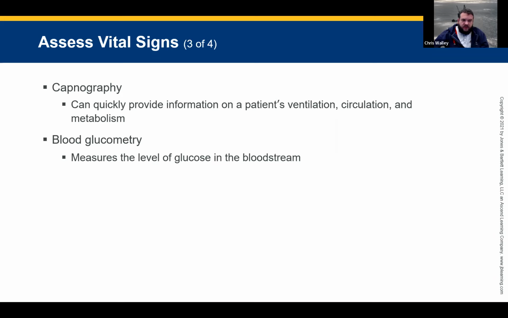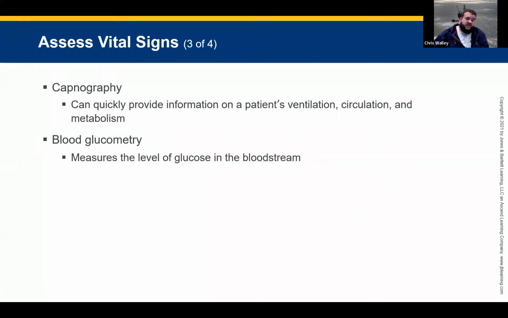So blood glucometer, that measures the level of glucose in the bloodstream. We do that with the little finger prick. I'd rather get an IV than my finger prick. That's how weird I am. But that's important to us because it lets us know if they're hypo or hyper. You remember the difference? You hear the blood pressure, you hear the CBG or the blood sugar.